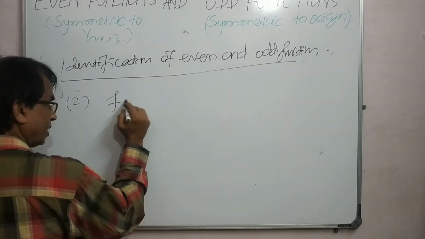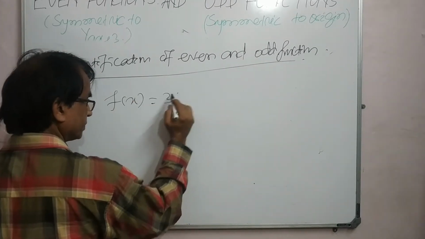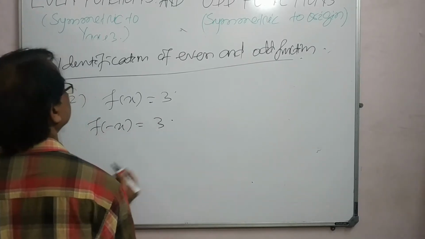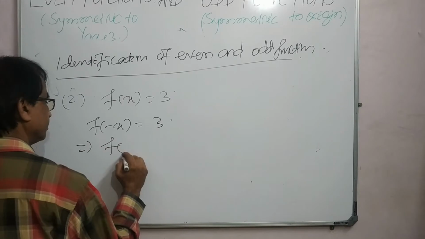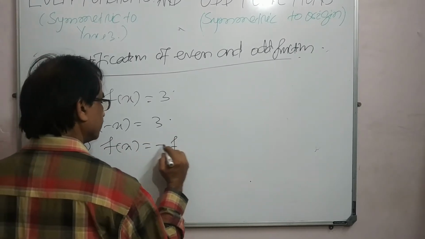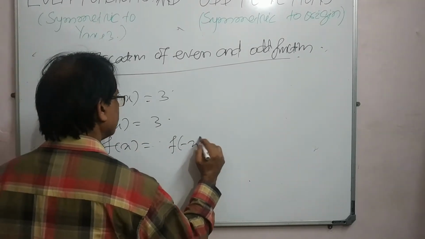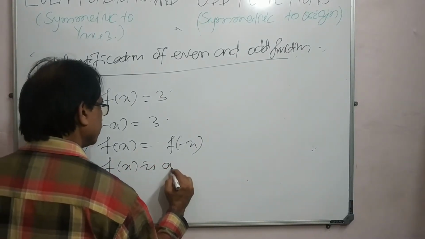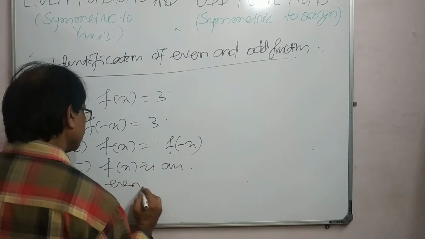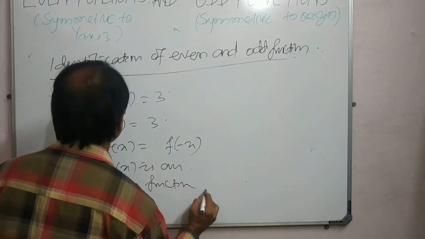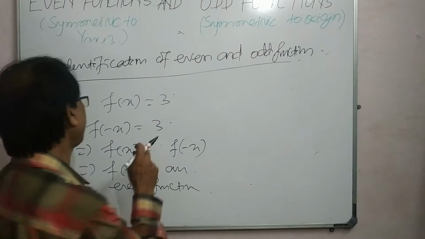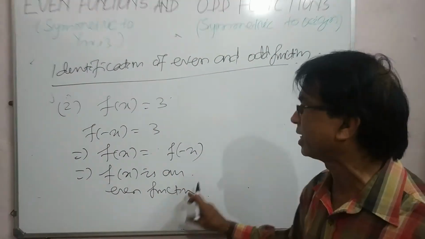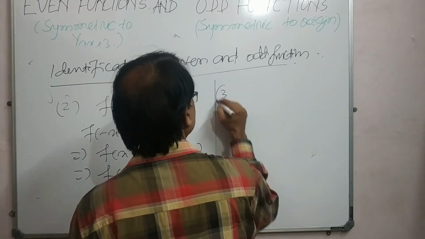Let us see f of x is equal to 3. What do we see? f of x is equal to 3, f of minus x is equal to 3. That means f of x is equal to f of minus x. f of x is an even function. Now coming to question number 3.